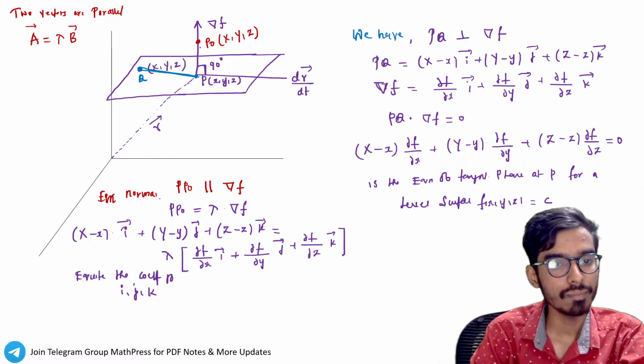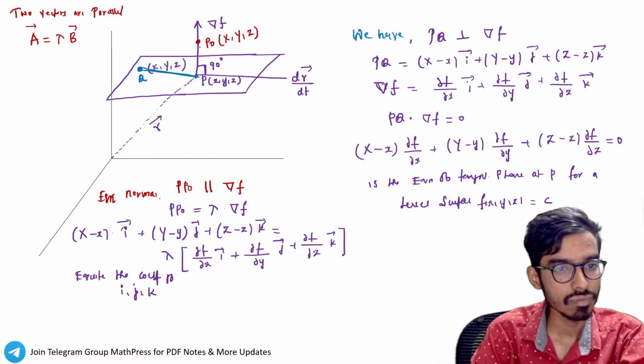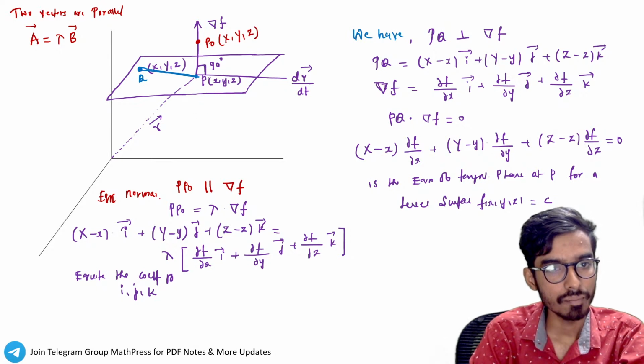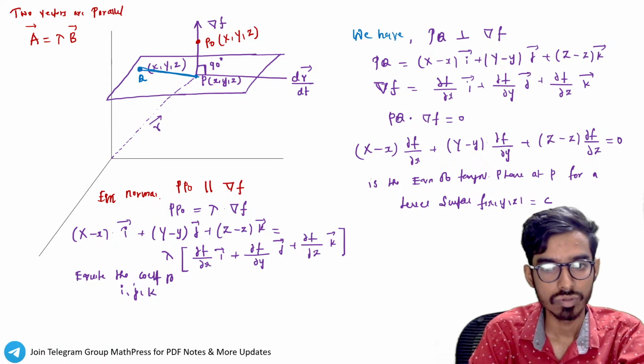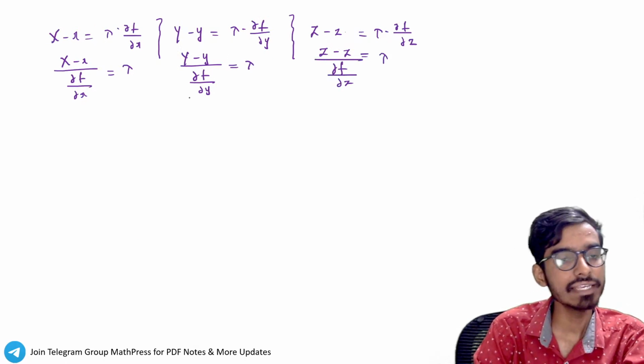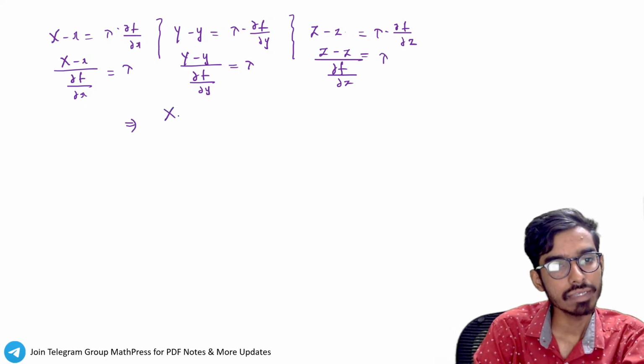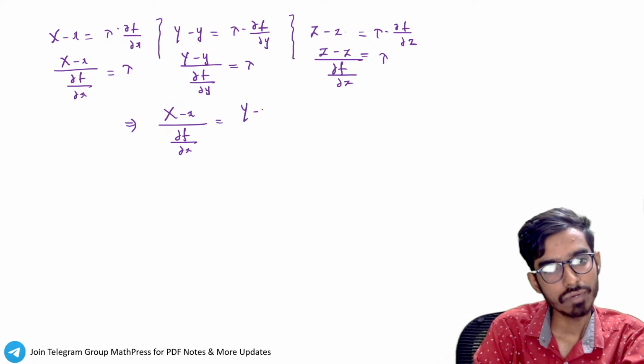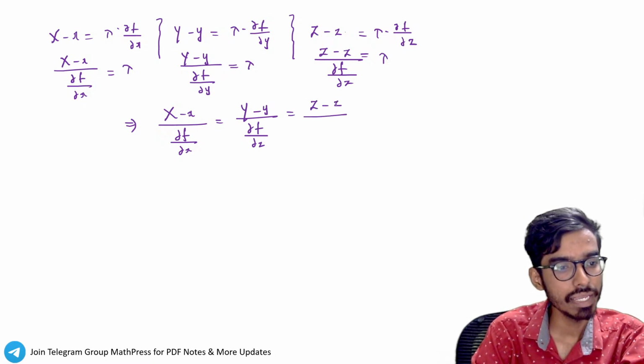I've taken a point P naught here, and I've taken PQ. Capital Z minus small z divided by dou f by dou z is equal to lambda. So all these are lambda. That means capital X minus small x divided by dou f by dou x is equal to capital Y minus small y divided by dou f by dou y, equal to capital Z minus small z divided by dou f by dou z.